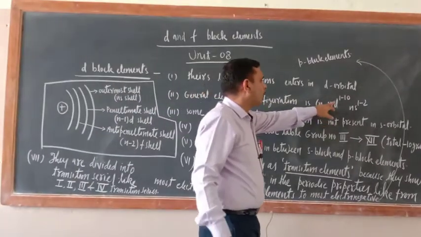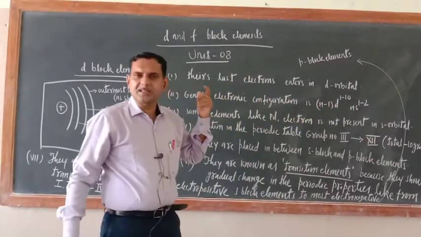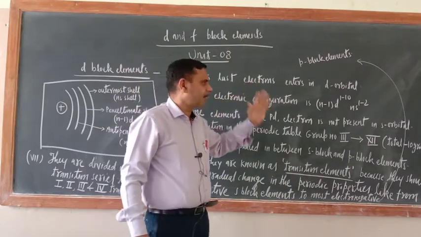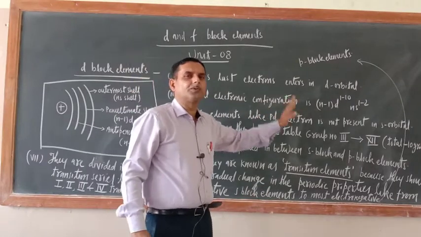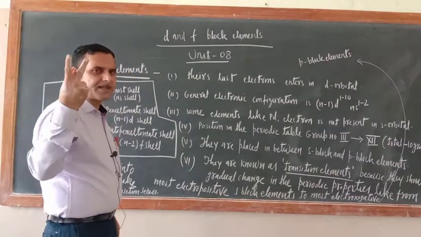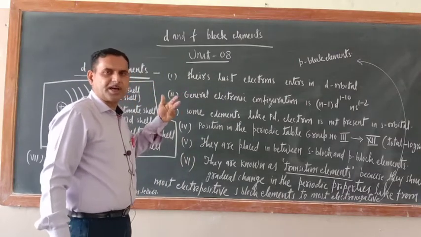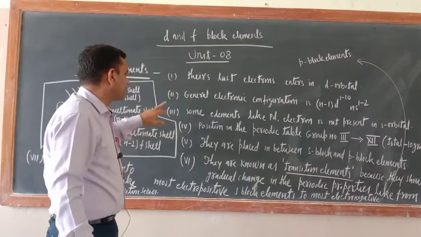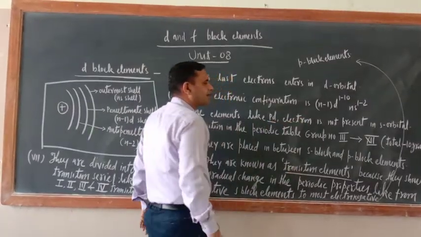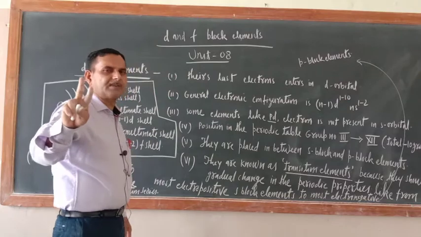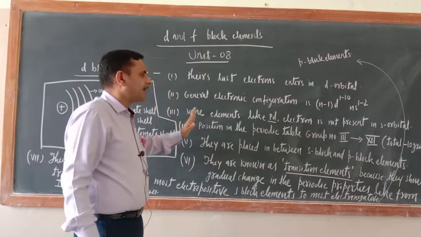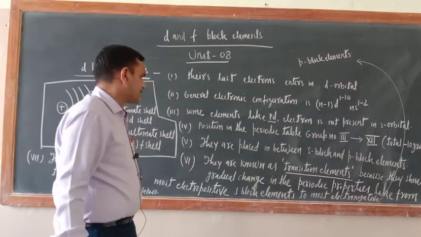In D orbital, 1 to 10: the maximum capacity of D orbital is 10 electrons only, so 1 to 10 electrons can be there, and in ns orbital 1 to 2 electrons. In some cases 1 electron, in some cases 2 electrons, and the maximum capacity of S is 2 only, so beyond 2 electrons cannot be accommodated in the S orbital. Next one, in some elements like palladium, Pd, electron is not present in S orbital. In chemistry there are always exceptions, so here also an exception is there.